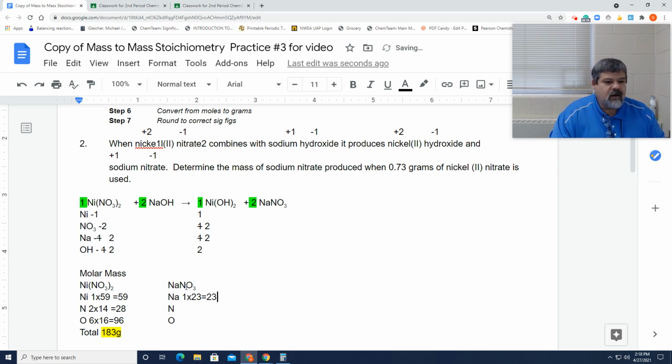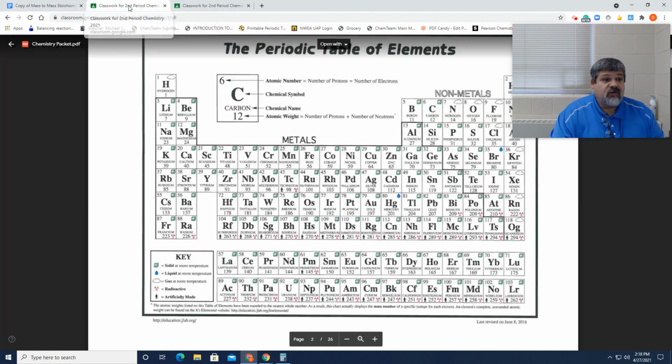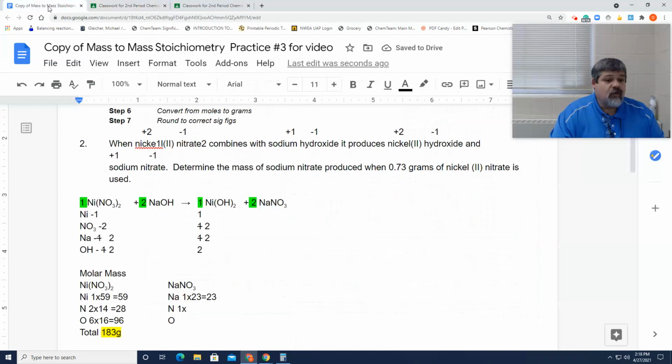Then we go to our nitrogen. I come down here, and I have 1 nitrogen. We multiply that by the molar mass of nitrogen, which we find on our periodic table. There's nitrogen, right there, it's 14. So we go back and put 14. 1 times 14 equals 14.